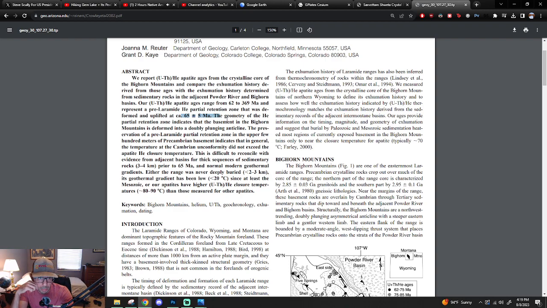Crystalline core of the Bighorn Mountains, and compare the exhumation history derived from those ages with the exhumation history determined from sedimentary rocks in the adjacent Powder River and Bighorn Basins. Range from 62 to 369 million years and represent a pre-Laramide helium, I guess, partial retention zone that was deformed and uplifted at, basically, the KT boundary.